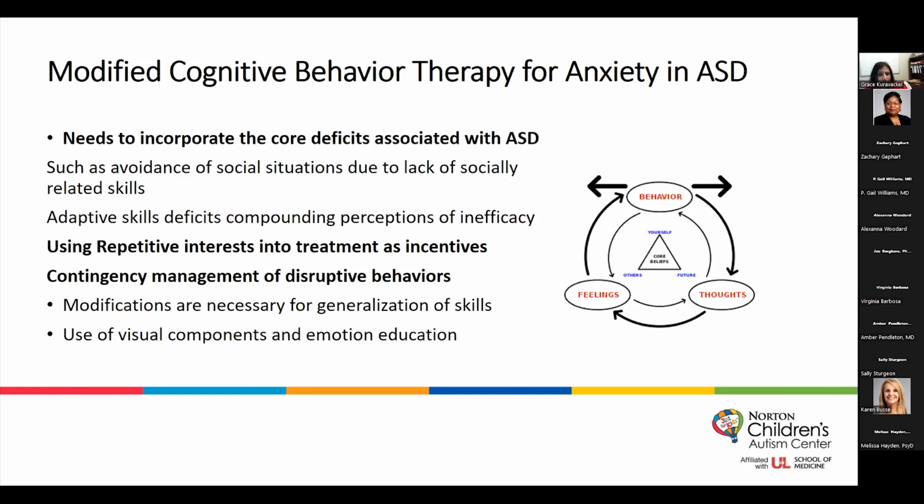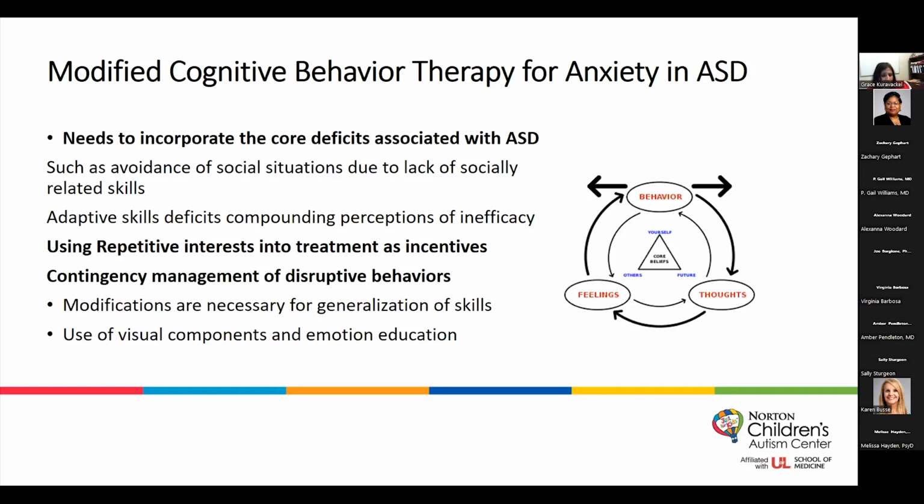And now we're moving to cognitive behavior therapy for anxiety. Again, here, it is a modified form of CBT, or cognitive behavior therapy. We have to take into consideration the modifications are due to the actual core deficits involved in autism spectrum disorder, taking into consideration the social impairments and communication deficits. Some of these anxieties are grounded in reality, and a lot of the avoidance takes place because of the lack of social skills, and also the adaptive skill deficits that sometimes compound their perceptions of efficiency in being able to carry out activities. We always incorporate the repetitive interests and use them as incentives.